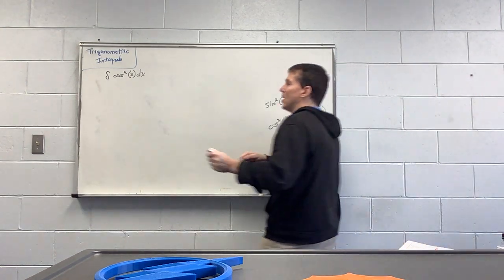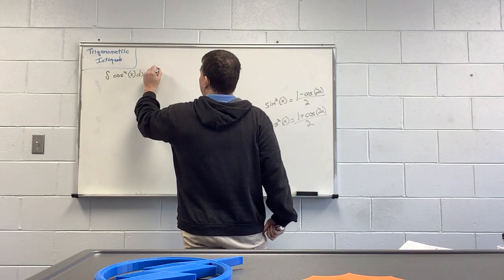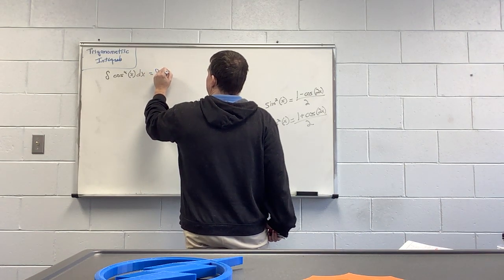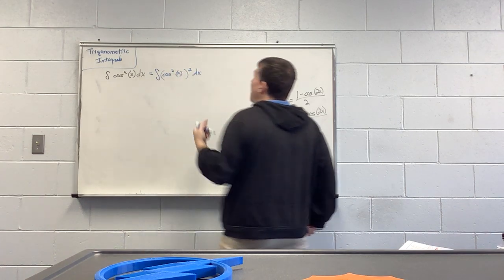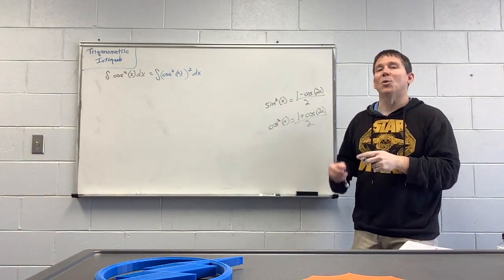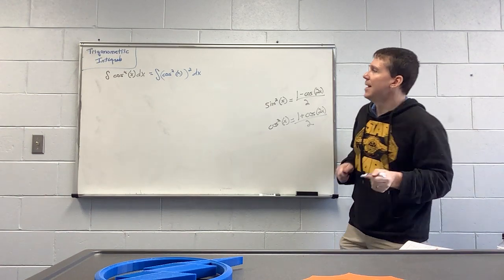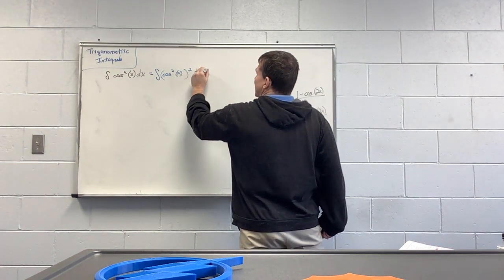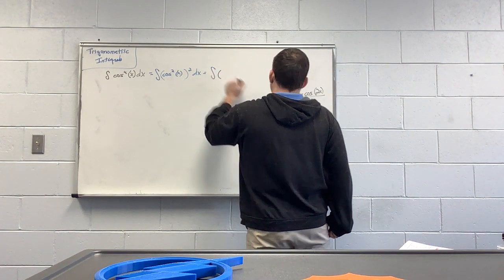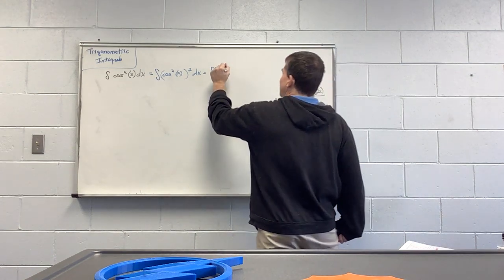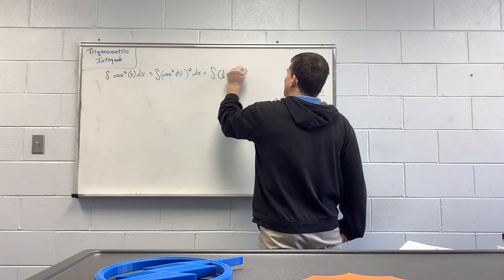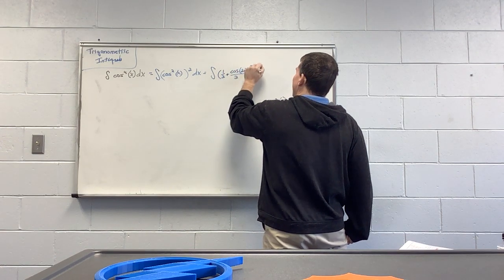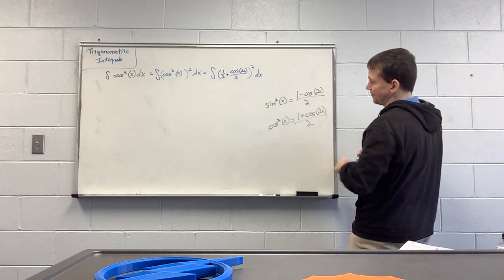So for this one, what I want to do is, first I rewrite it as cosine squared x, squared, dx, because the power reducing identity works on the quadratics. Now, reduce this, and it becomes the integral of, I'm going to rewrite this as two separate fractions, 1/2 plus cosine 2x over 2, squared, dx.